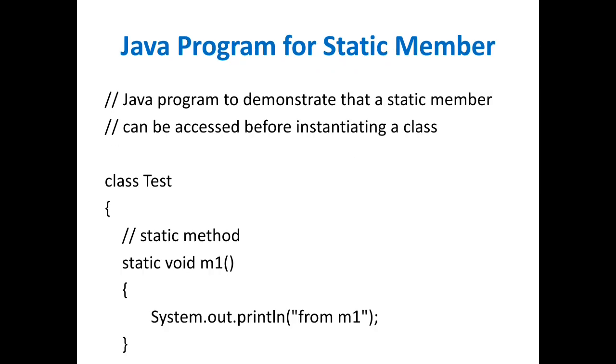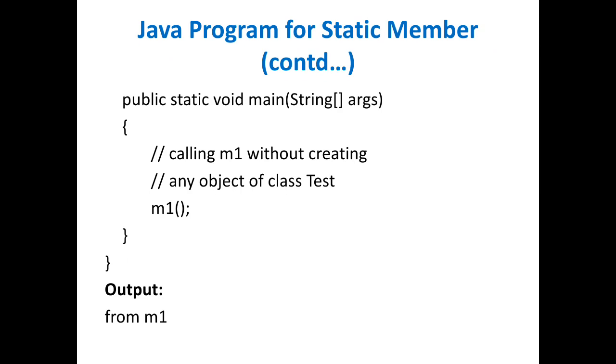So when M1 method is called, as in the previous slide, from M1 will be printed. So the output will be from M1. So here the static member is illustrated using this Java program without creating any object of Test class.